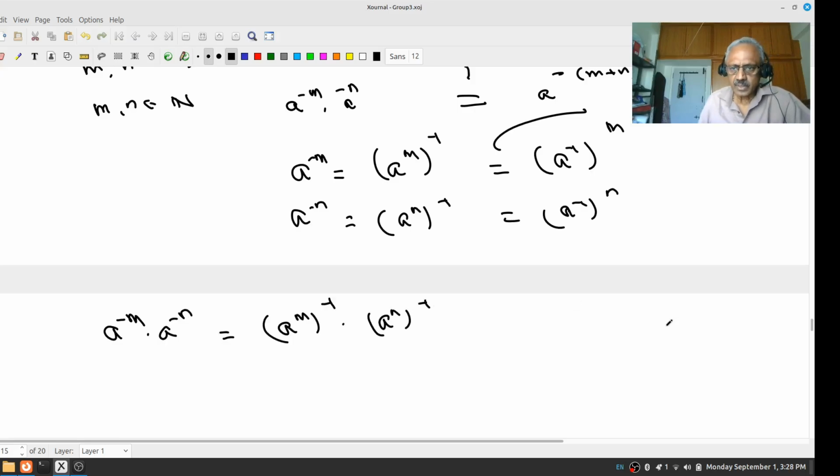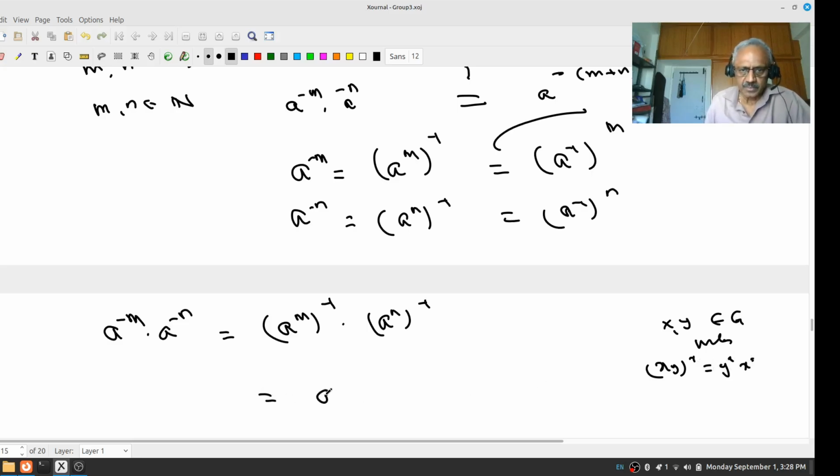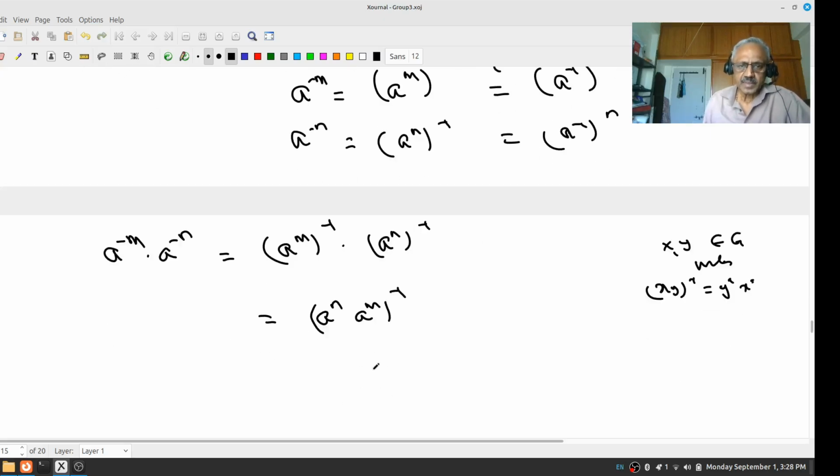Now recall, if I have x and y in a monoid and both are units, then we have seen xy is a unit and its inverse is y inverse x inverse. Therefore this is the inverse of a to the power n into a to the power m. But n and m are positive. We know a to the power n times a to the power m is a to the power m plus n, which is the same as its inverse.